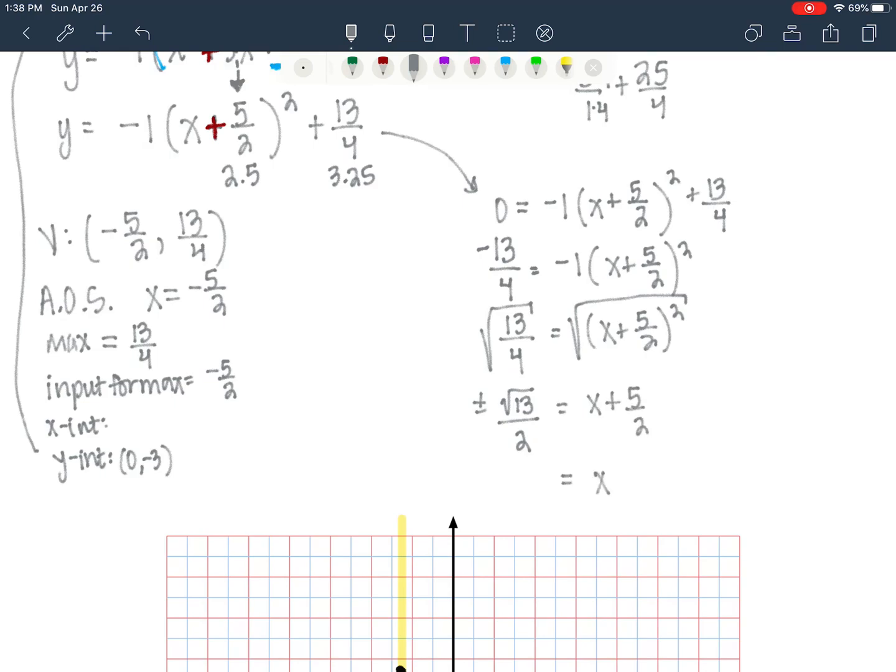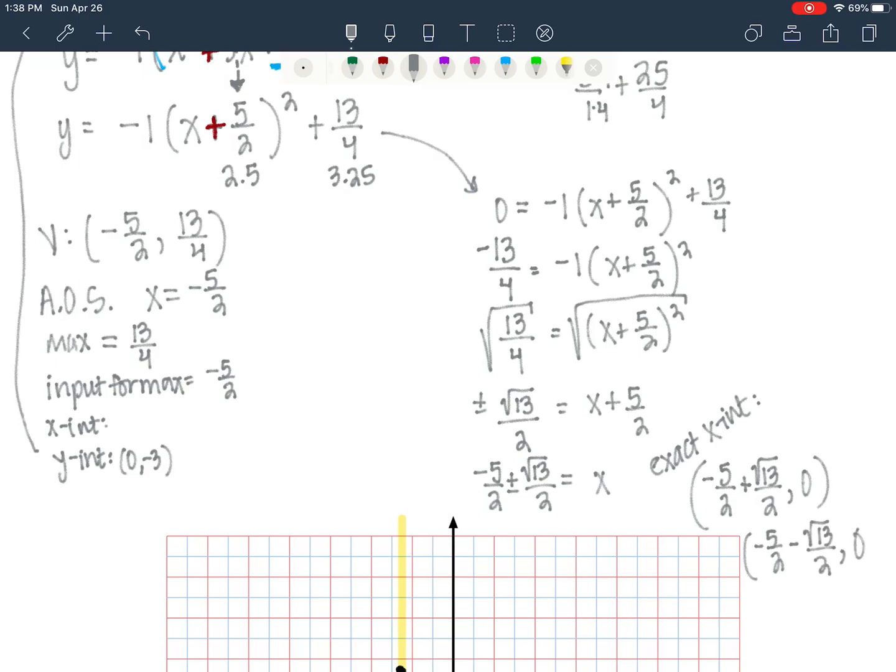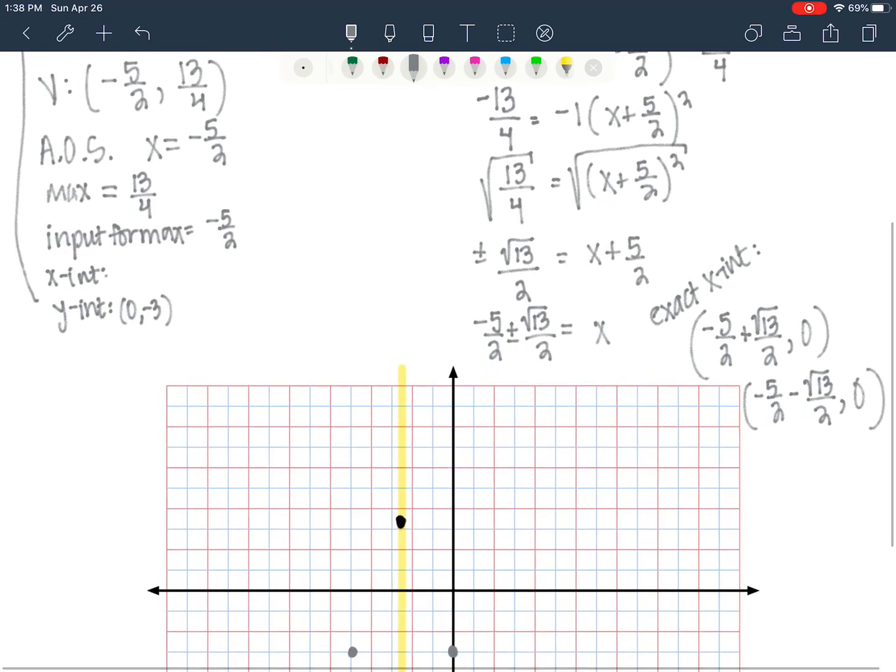When I subtract 5 halves from both sides, I get negative 5 halves plus or minus the square root of 13 over 2. I'm going to go over to my calculator, and I'm going to put this into my calculator. Now, exact x-intercepts would look like this. Negative 5 over 2 plus the square root of 13 over 2, comma 0, and negative 5 over 2 minus the square root of 13 over 2, comma 0. Those would be exact intercepts, but that doesn't really help me plot them.